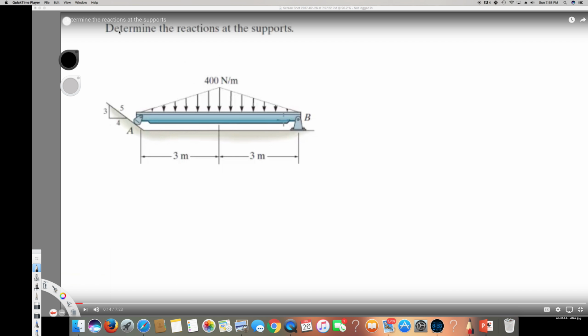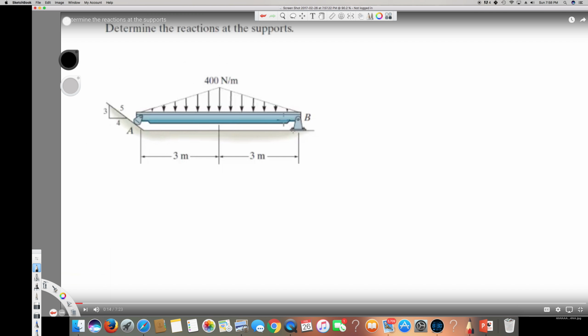Let's do this question. The question is asking to determine the reactions at the supports, and we have this 400 Newton per meter load acting on this one, right? And this means they are showing that equal forces are acting on everything. So since this one is right here, let's see what we can do.